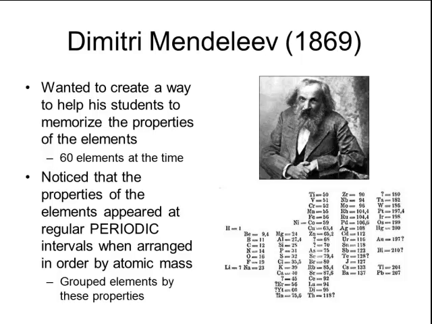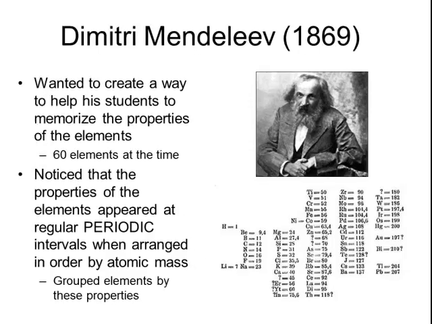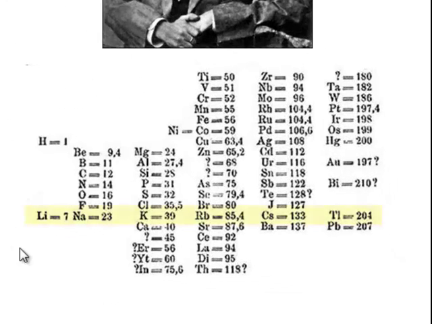So then what he did is he grouped the elements horizontally by these properties. If you're looking at his periodic table, here with lithium, sodium, potassium, rubidium, and cesium, they were all in the same horizontal row, so they all had similar properties. Same thing with fluorine, chlorine, bromine, iodine, all in the same horizontal row, therefore all with similar properties.